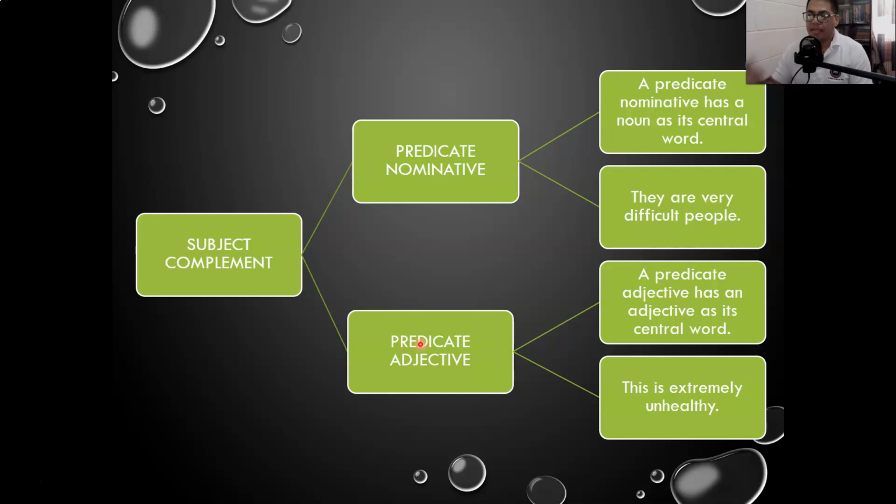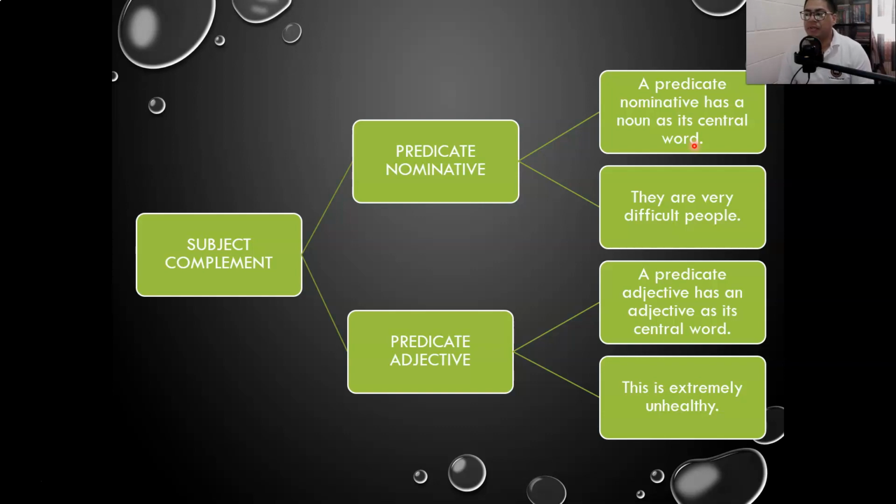Now, pay attention to the predicate nominative. A predicate nominative has a noun as its central word. Imagine that it's a phrase. Remember, we talked about phrases in the previous content that we studied in the parts of speech. When we have a phrase, and the central word is a noun, because the other words are working to modify it, then we say that the head is a noun. The central word is a noun.